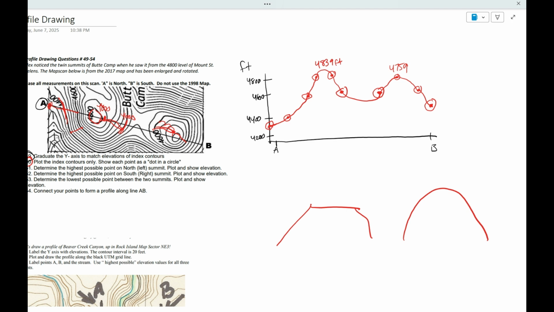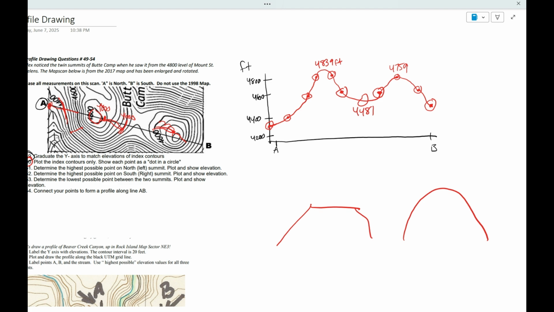And then lastly, the last question asks us to figure out the lowest possible point between the two summits. And that's really just going to be this dip over here. And so again, with a little bit of calculation, you should be able to figure out that this dip over there is 4,481. All right. So lastly, it just asks us to connect the points, which we already did. And that is basically the first profile we've ever done.